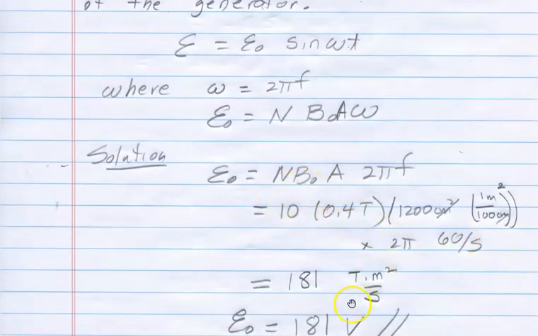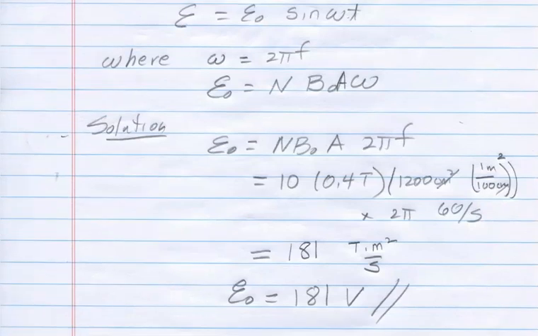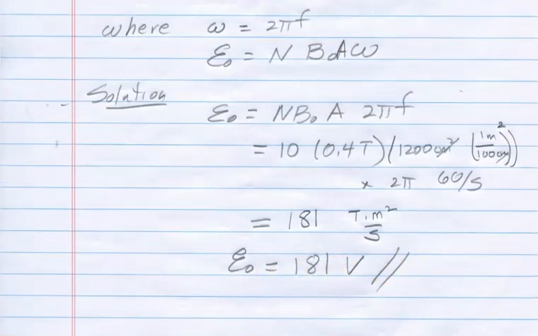And when I did all of that, I got 181 Tesla meters squared per second. And in this particular case, it turns out to be a maximum voltage of 181 volts.